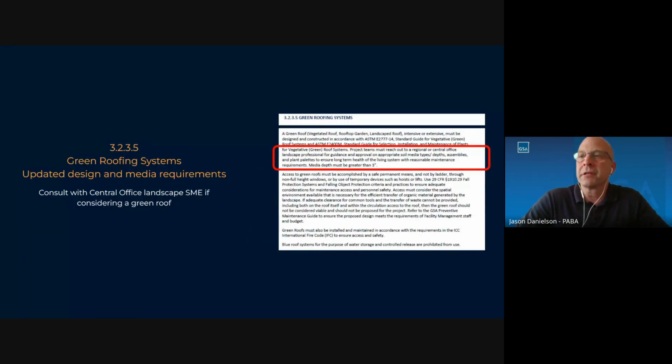The green roofing system, the updated design and media requirement. Basically this is really just consulting with central office, landscape SME, if considering a green roof. That's really what this update was.